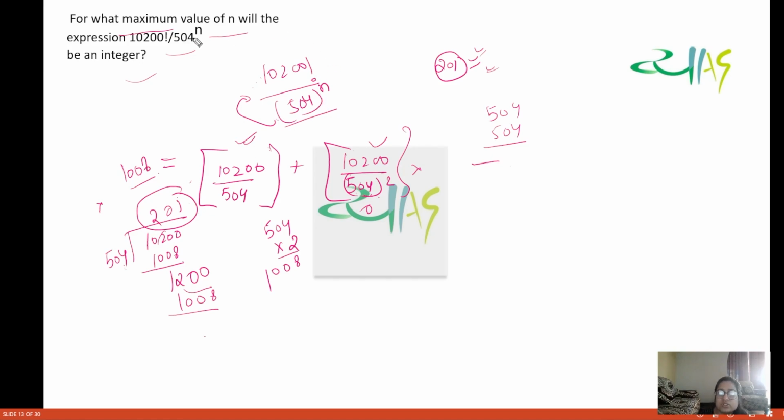All right, you got your 201. So n should be equal to 201. Then this number will be completely divisible and an integer. For a number to be an integer, when you are dividing it, it should be divisible.